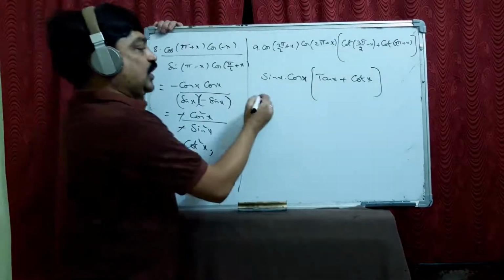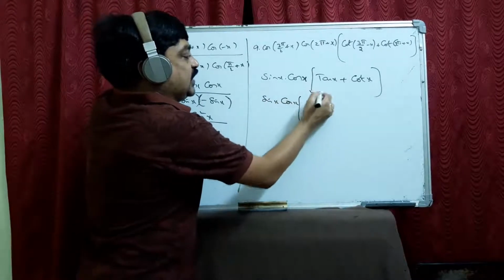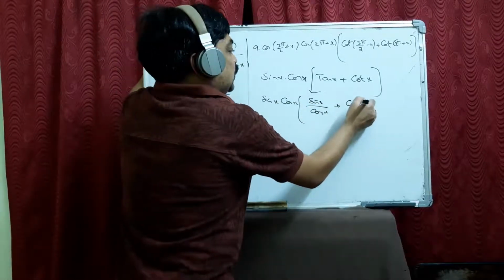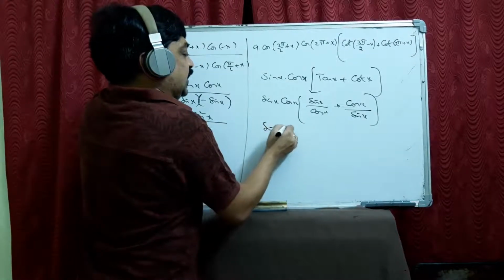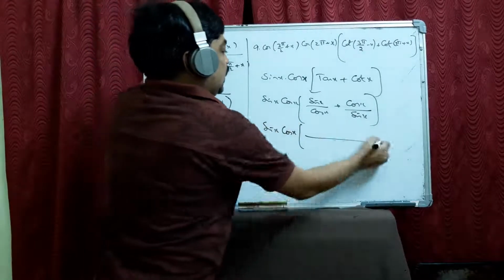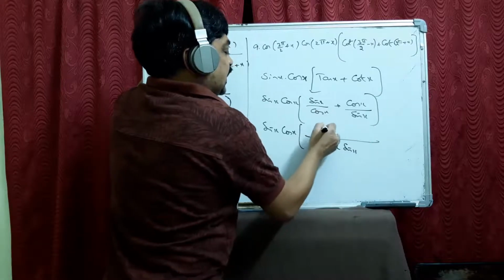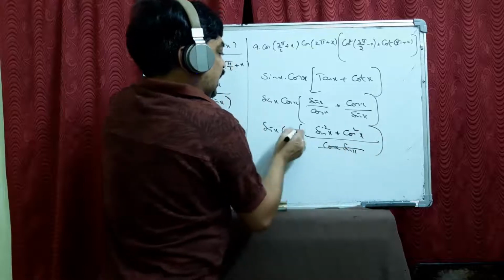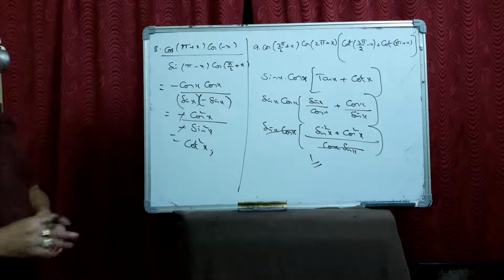Right, now you can still convert this to sin x and cos x. Tan can be changed into sin x by cos x. Cot can be changed into cos x by sin x. So if I take LCM here, it becomes cos x into sin x. It becomes sin square x plus cos square x. Now you can cancel these two. It becomes 1. Okay.